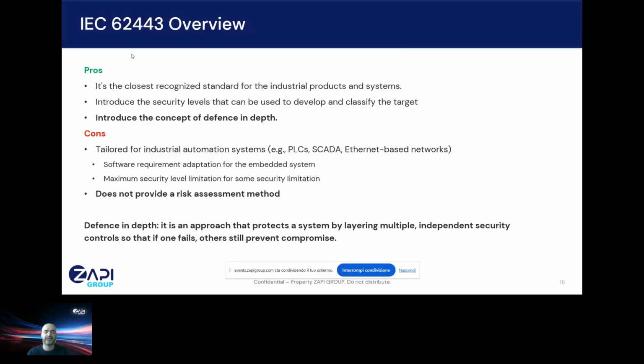To make an example, in some cases it requires using two-factor authentication, which for some embedded systems is not applicable. The most important problem is that the 62443 requires using the risk assessment to start the cybersecurity analysis without providing a method or an indication to implement it. So for this purpose, another standard can be used, and this standard is the ISO 21434.